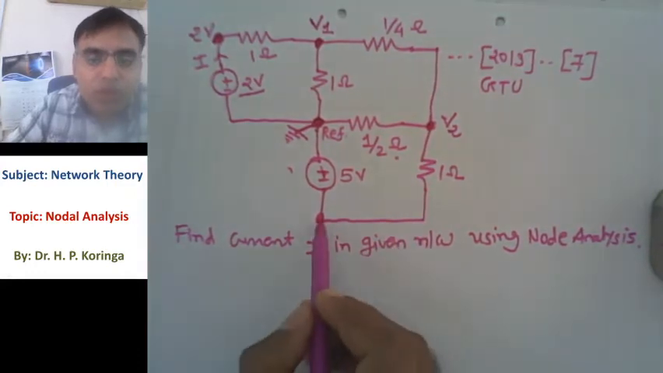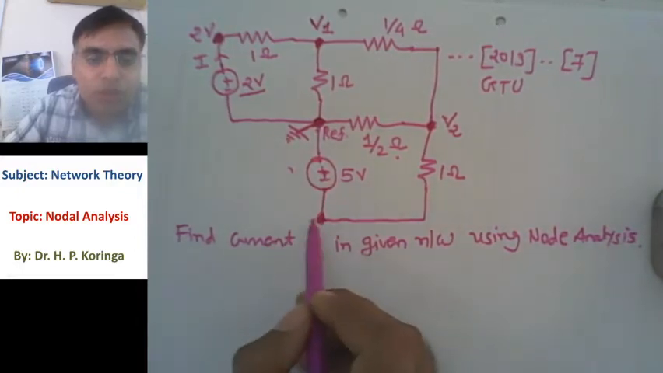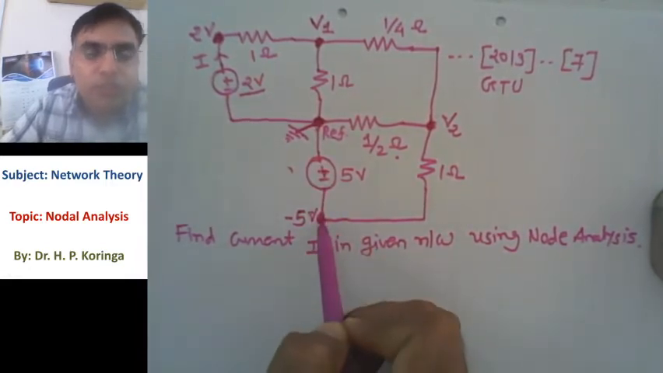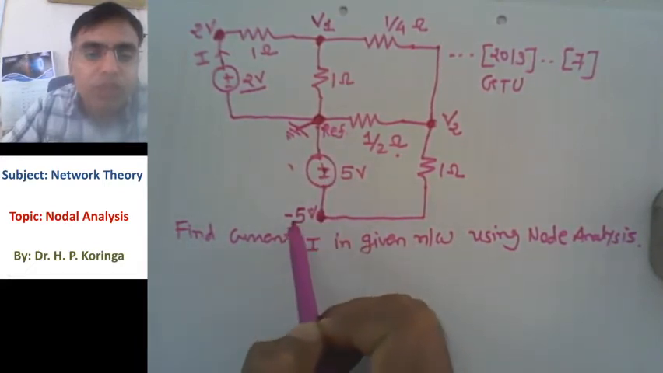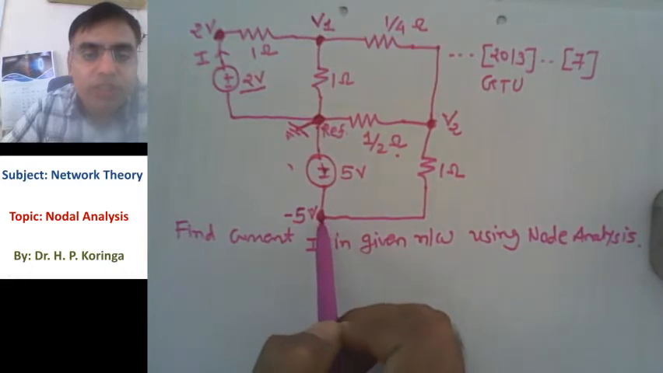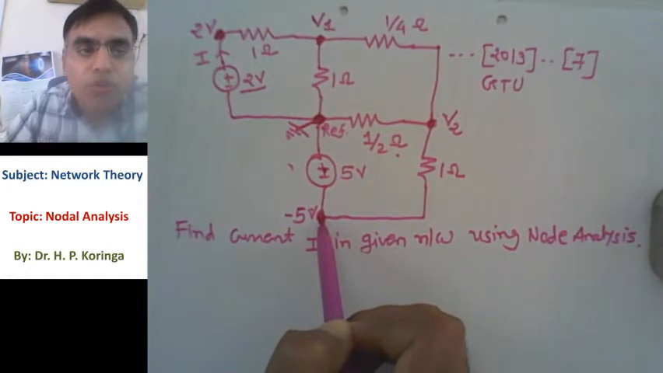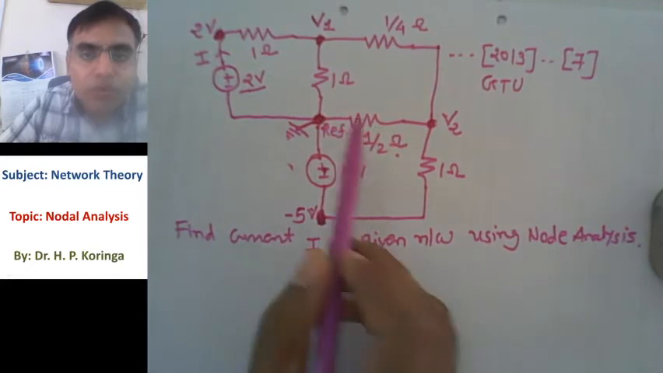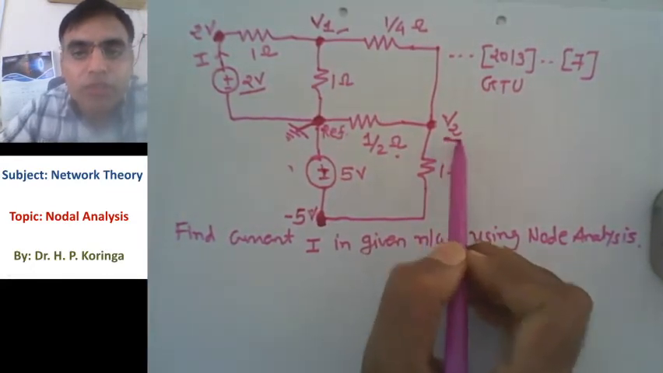Now let's see about this node. With respect to this reference, the potential here is minus 5 volt, because plus is connected toward the reference and negative is toward this node. So this node is not an unknown node voltage, it is a given node voltage. So in this network we have only two unknown nodes, one is V1, another is V2.